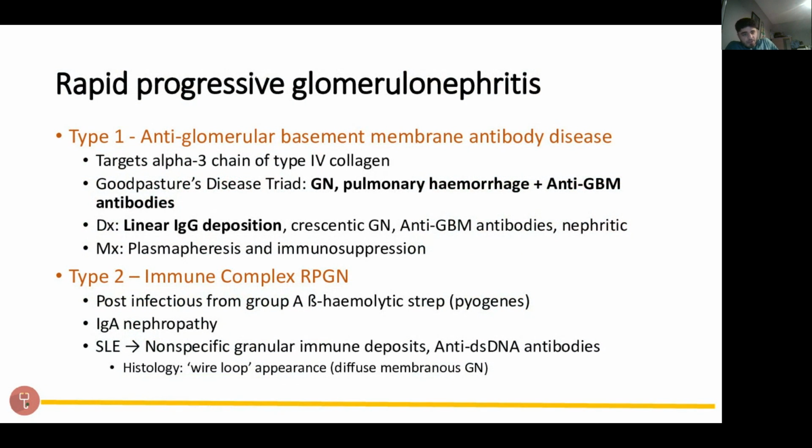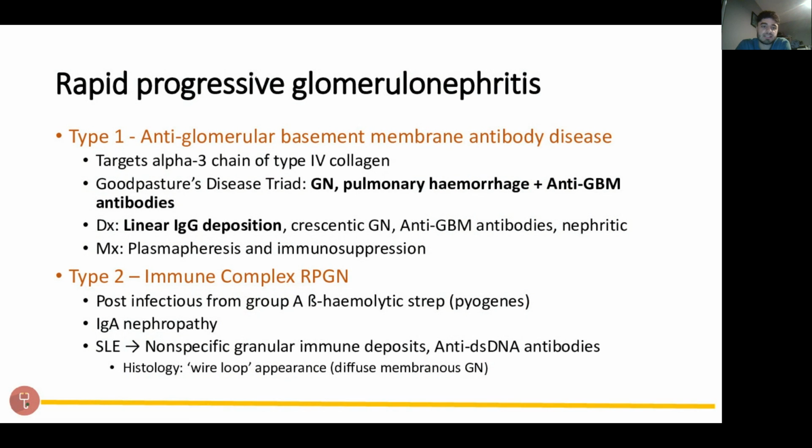Now, another thing very quickly, last 2 slides, is rapidly progressive glomerulonephritis. This isn't a disease in itself, but it describes a number of disease processes where you've got a very sudden decline in renal function. It can be split into 3 types: type 1, type 2, type 3.